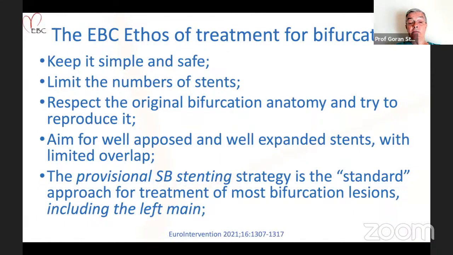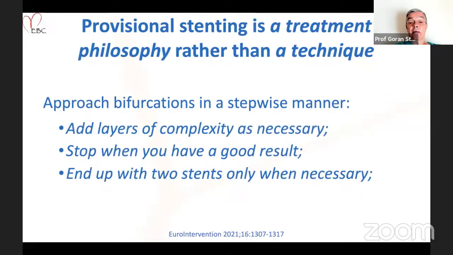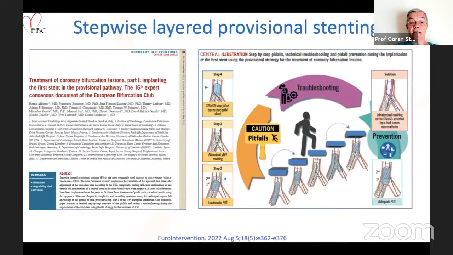And these are the reasons why European Bifurcation Club recommends provisional as the standard approach for most bifurcations, including the left main, but it's a treatment philosophy, not a single stent technique. We actually recommend to approach bifurcations in stepwise manner, add layers of complexity as necessary, but stop when we achieve good result, whether it's one or end up with two stents whenever it's necessary.